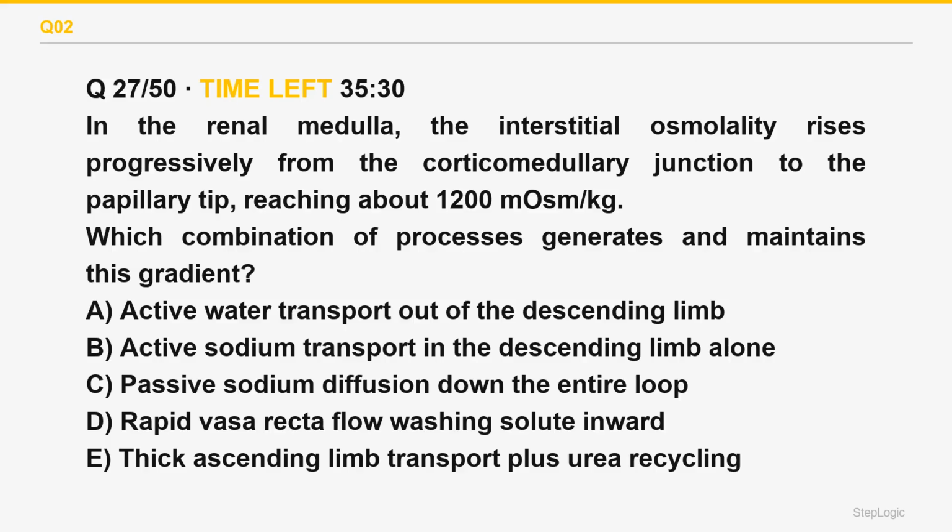Which combination of processes generates and maintains this gradient? In the renal medulla, the interstitial osmolality rises progressively from the corticomedullary junction to the papillary tip, reaching about 1200 milliosmoles per kilogram.